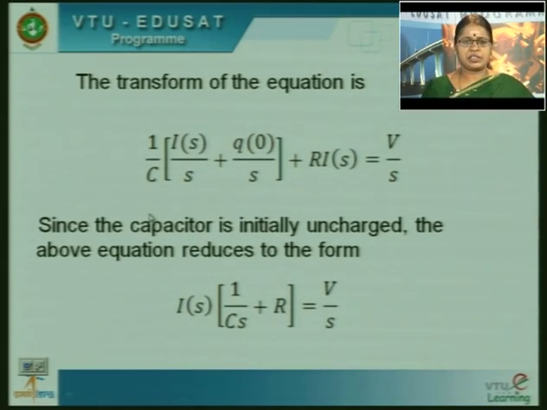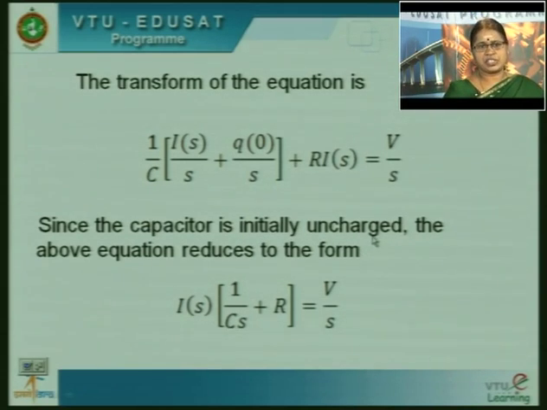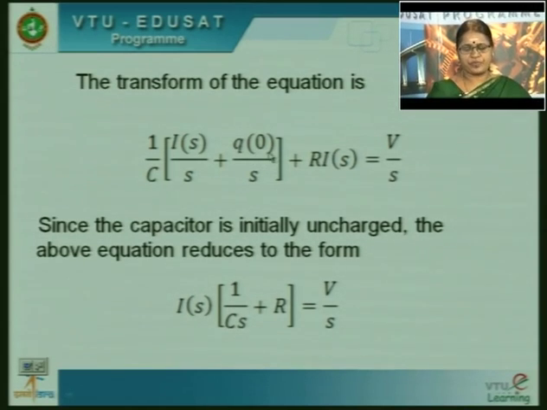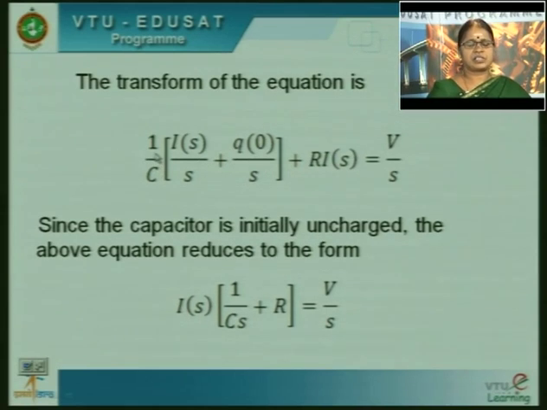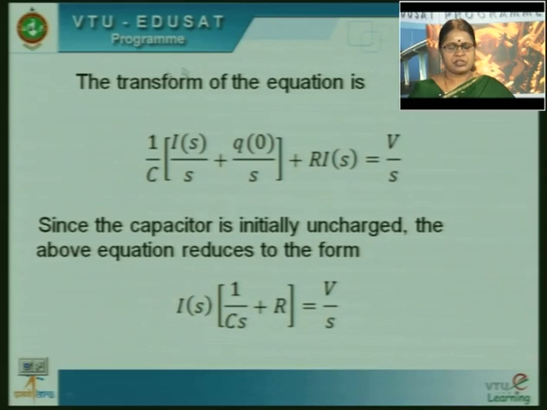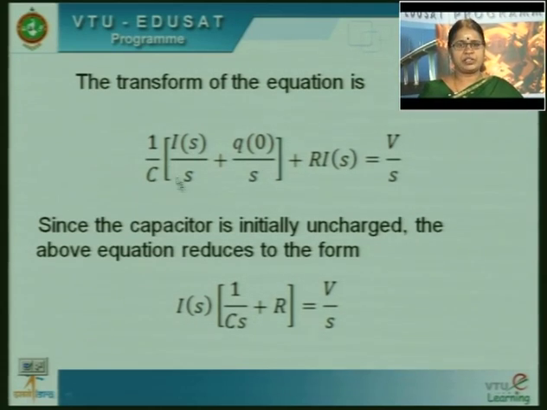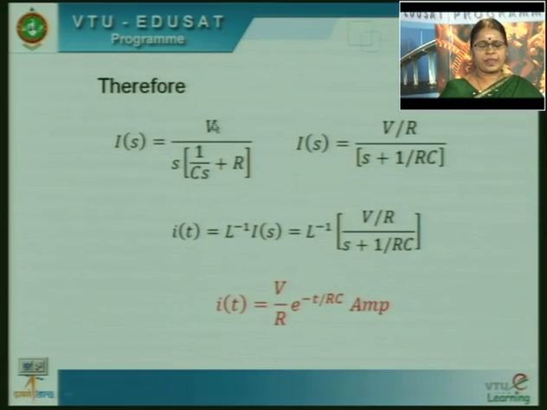In this problem we have assumed that the capacitor is uncharged. Since the capacitor is initially uncharged, I can substitute q of 0 as 0, and this term vanishes. We are left with the term I of s divided by Cs, and next the term R into I of s, which is equal to V by s. In both these terms I of s is common, so I can take out I of s. I can rewrite this equation as I of s into 1 by Cs plus R is equal to V by s. By manipulating this equation, I can get the expression for I of s. So, I of s is equal to V by s into 1 by Cs plus R.